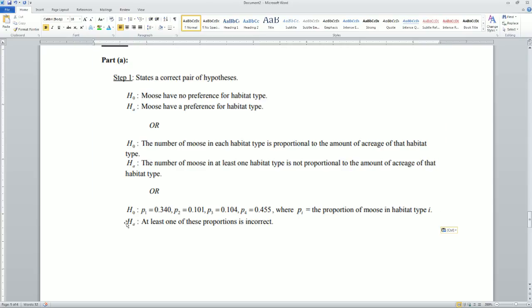But here it's the same thing. The third one, they just list out the proportions, P1, P2, P3, P4. That's exactly how we do it. Or you could just make it a straight no: do they have a preference or do they not? Those are worth the same value because you're going to test it the same way.